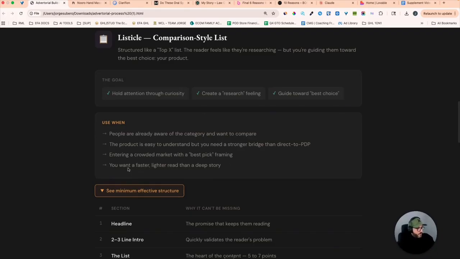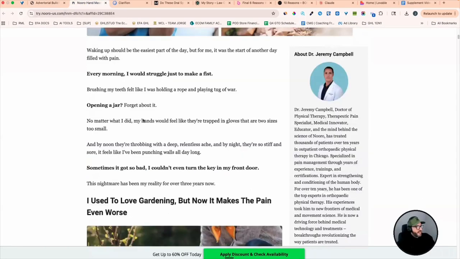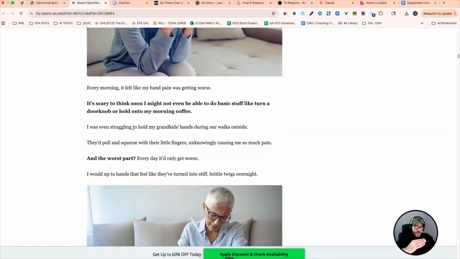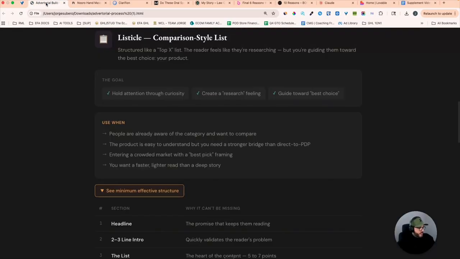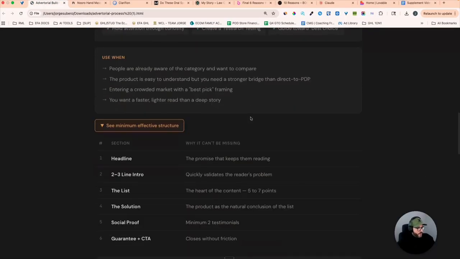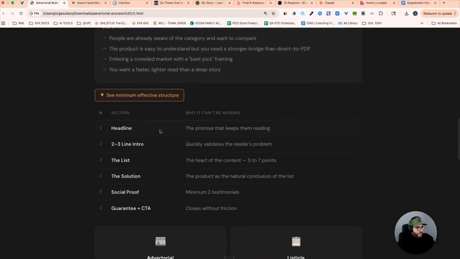Okay, so also when you want a faster and lighter read than a deep story. If your product doesn't need a really long advertorial like this, but you now understand why they are used, then listicles are a really, really good option to go. So here you can see the structure, okay?